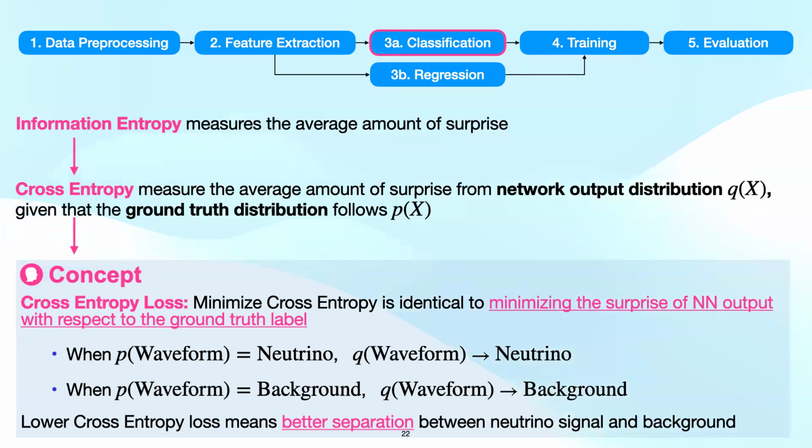Minimizing the cross entropy is identical to minimizing the surprise of your neural network output Q(x) with respect to the ground truth label. So that means when my label tells me my input waveform is a neutrino, my neural network should unsurprisingly tell me my input is a neutrino, right? When my input waveform is a background event, is electron noise, my neural network should unsurprisingly tell me that this is the background. So that's why when we are lowering our cross entropy loss, it means we have a better separation between our neutrino signal and background.